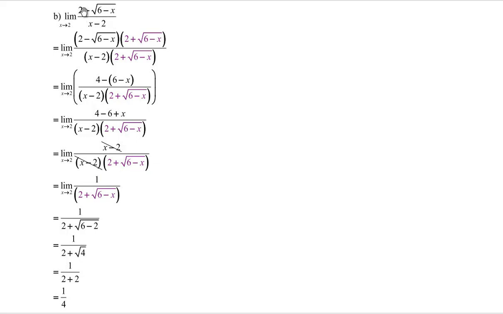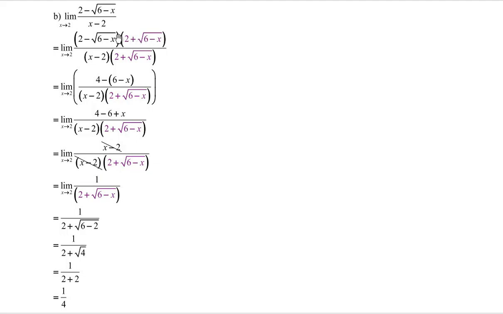So the conjugate of this would be 2 plus the root of 6 minus x. So that's why I'm multiplying by 2 plus the root of 6 minus x top and bottom. And in doing this, you see, this x minus 2 is the culprit that's giving us the 0. So I'm going to get that to divide out a little bit down the page here.